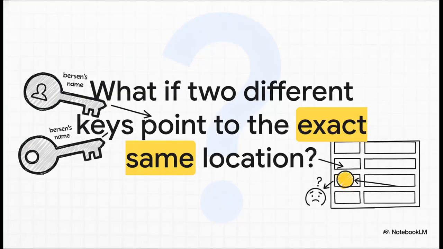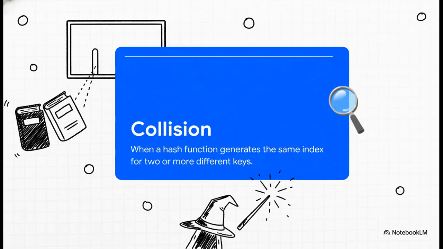So the big looming question is this. What happens when the hash function takes two completely different keys, say two different names, and it generates the exact same index number for both of them? This event has a name. It's called a collision. It's like our magic library telling two different authors to put their brand new books on the exact same single spot on a shelf.